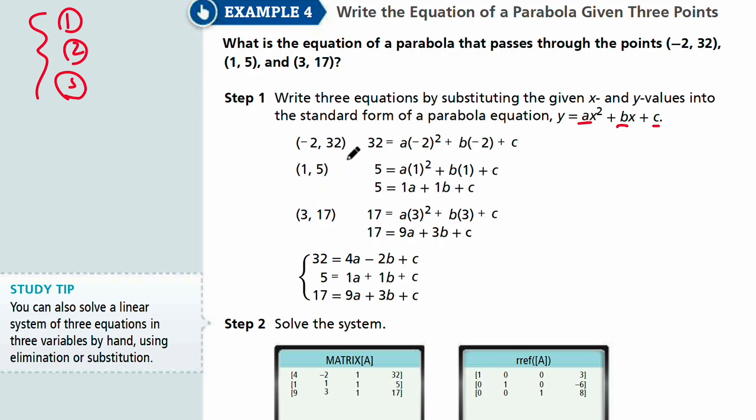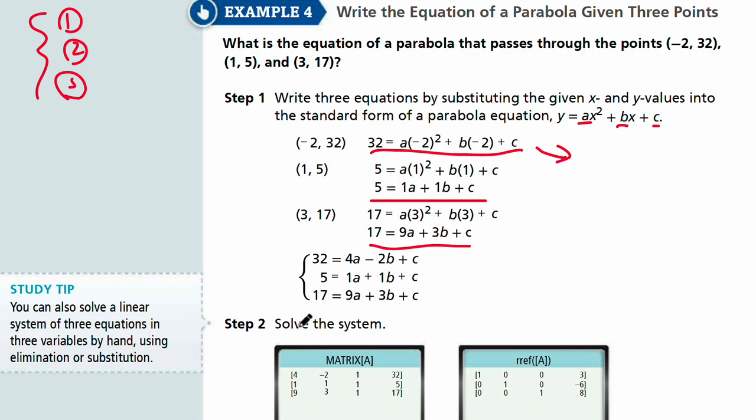Okay, so the second point will give you your second equation. 5 is equal to 1a plus 1b plus c. Your third point will give you the third equation. 17 equals 9a plus 3b plus c. And then this would be your first one. So then you can write them into standard form of your linear equations.